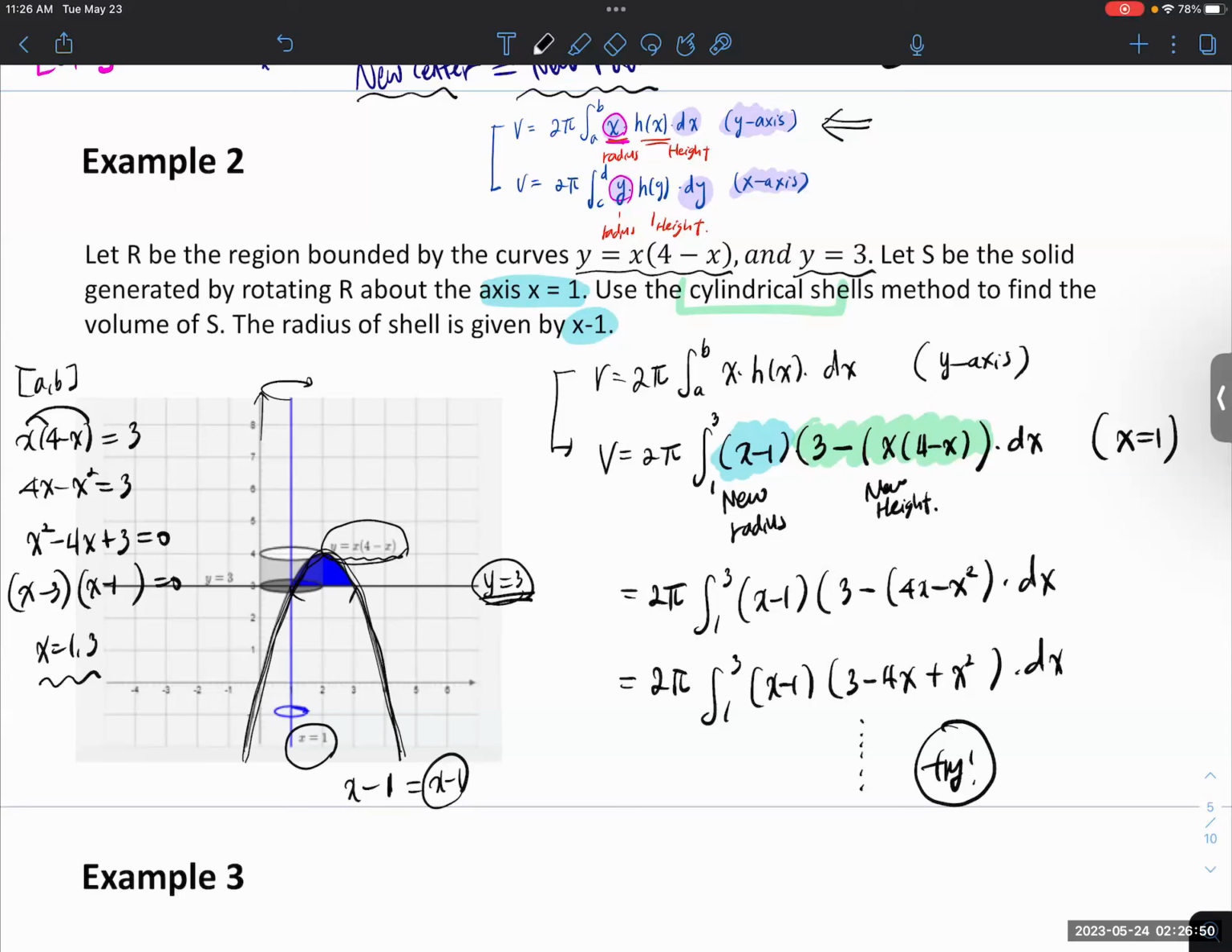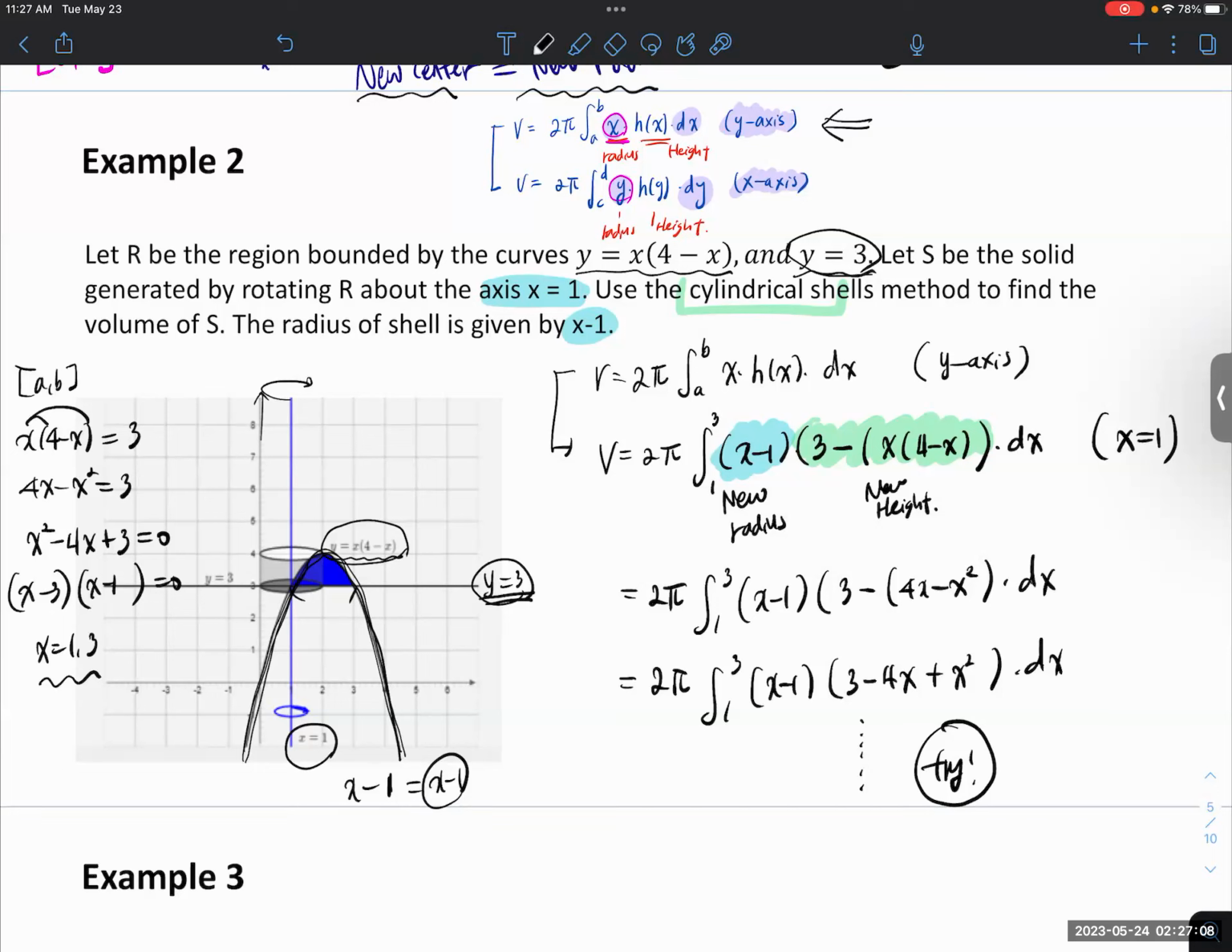But I really wanna make sure that this is not gonna be x, this is not gonna be the same height function. It's changing because you have more information. So as long as you are able to set up the new radius and new height, I think the rest of the work should be okay.